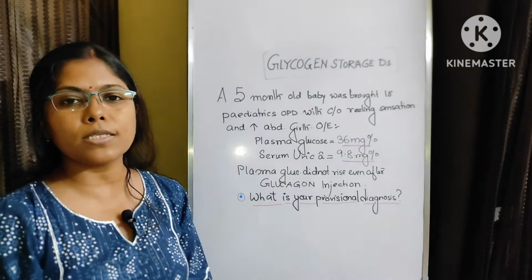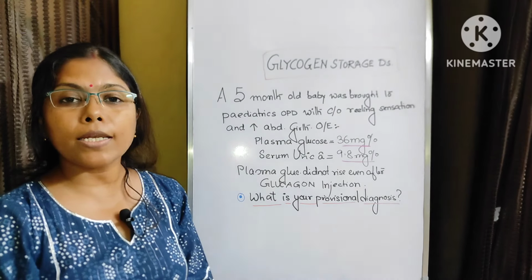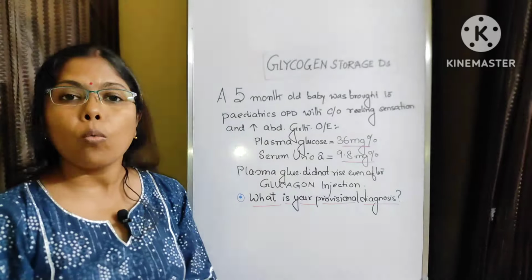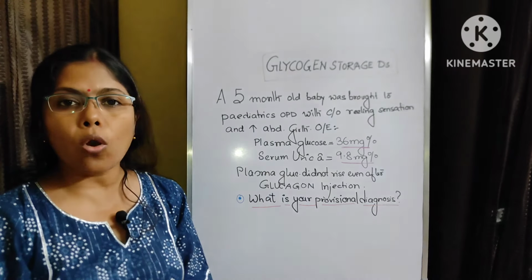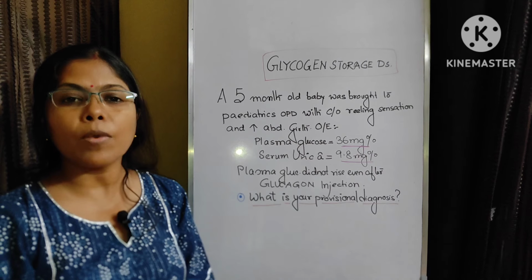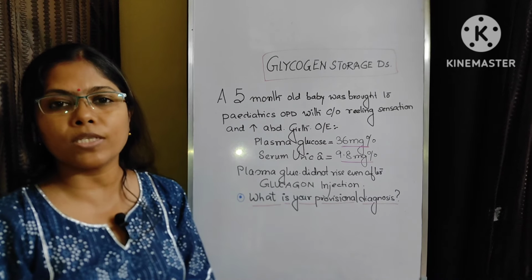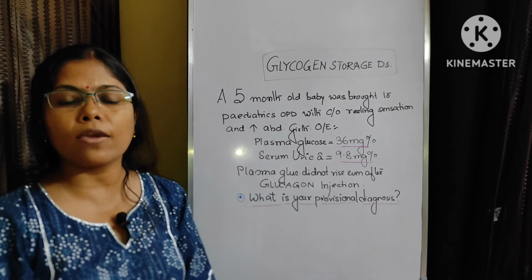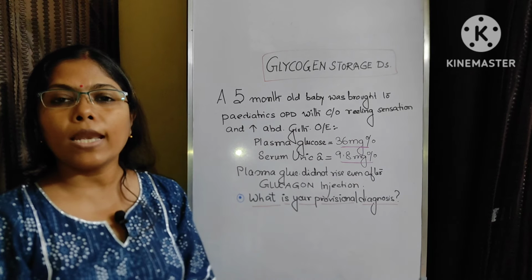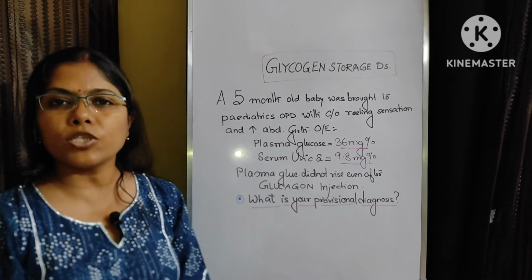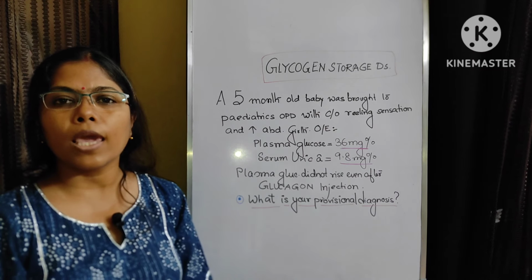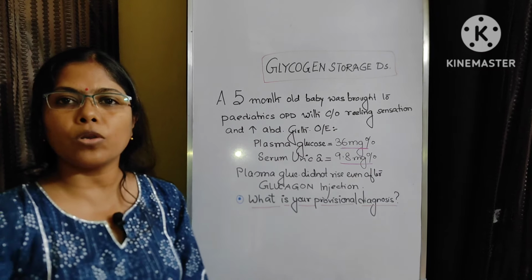Von Gierke disease is also known as type 1 glycogen storage disorder. And why does it occur? It occurs due to deficiency of the enzyme glucose 6-phosphatase, which is the last enzyme for the catabolism of glycogen. Now let us look at the figure which establishes the role of glucose 6-phosphatase in glycogen metabolism.